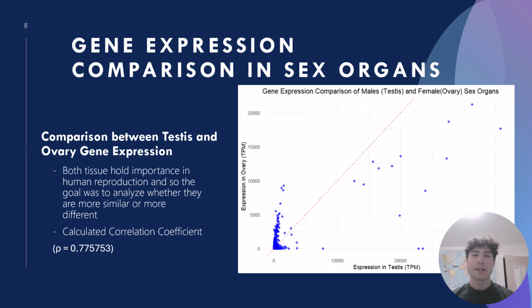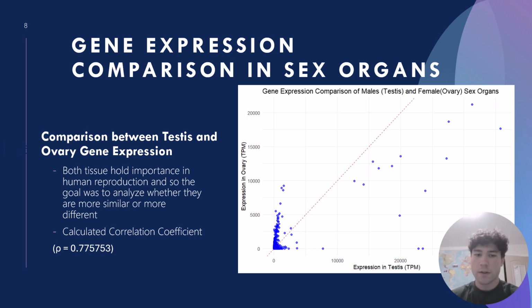Next, I wanted to analyze the difference in gene expression profiles between sex organs. Obviously they both serve very important roles in human reproduction, but they also serve completely different purposes as well. So I really wanted to see if these gene expression profiles were more similar or more different. I made this scatter plot, which you can see on the slide right here. You can see the identity line going through it as well.